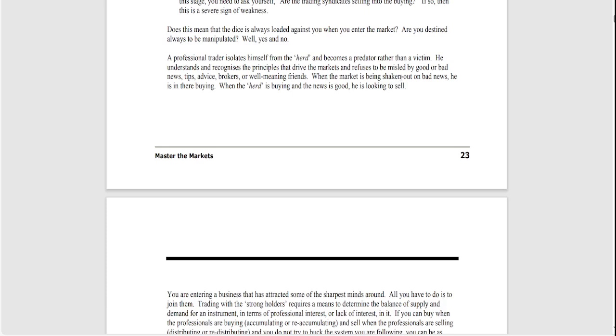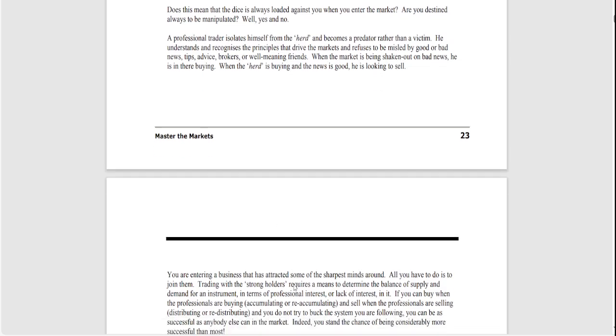When the market is being shaken out on bad news, he is in there buying. When the herd is buying because the news is good, he is looking to sell. Just read all these things.